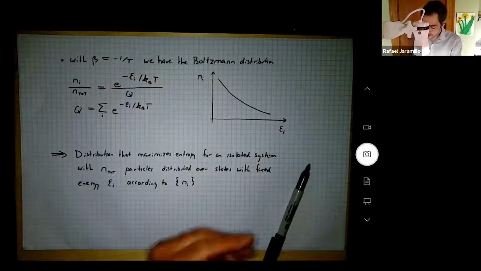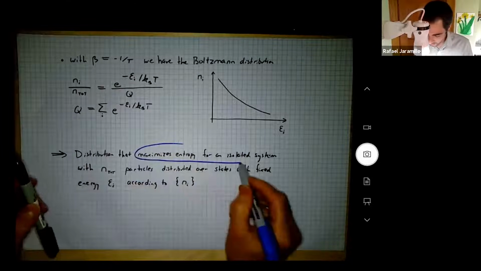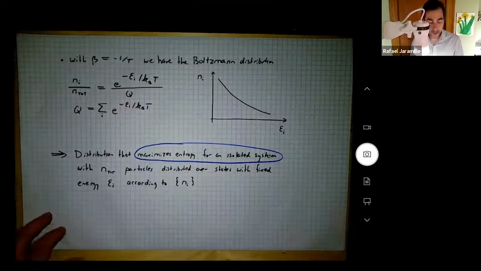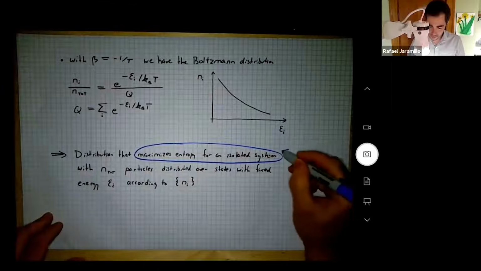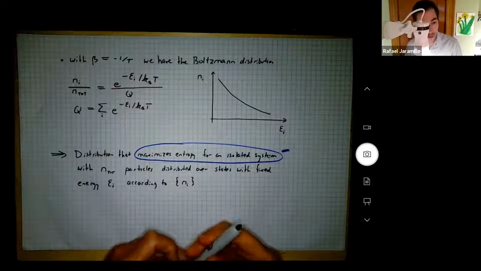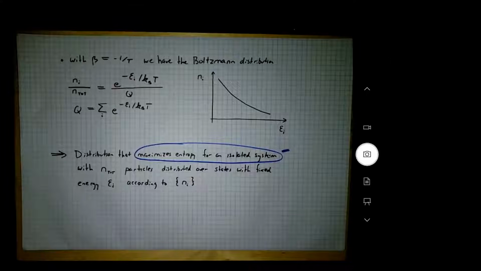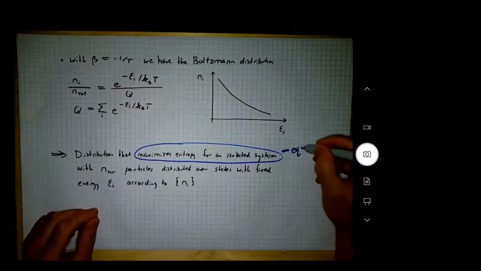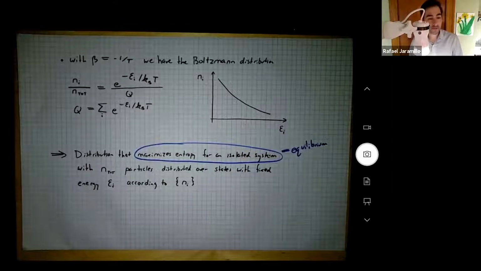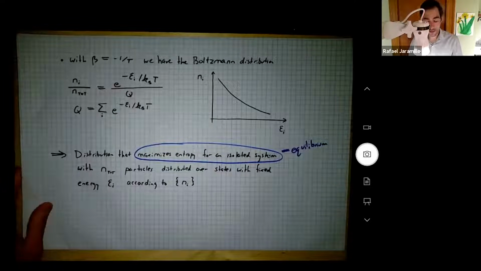And what is the state of maximum entropy for an isolated system? We have a name for that. What's the state of max entropy for an isolated system? Think way back to late February even. I think equilibrium. Yeah, equilibrium. So this is an equilibrium distribution. So we have an equilibrium distribution of single particle energy levels or single particle energies.